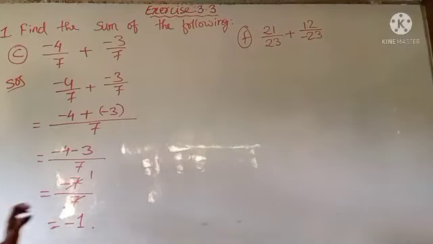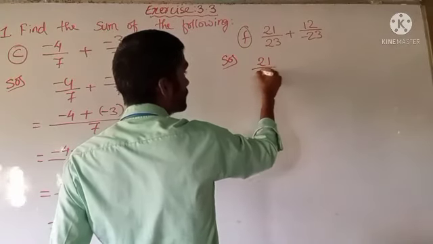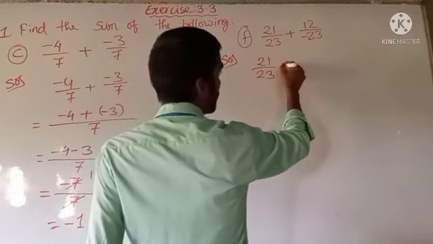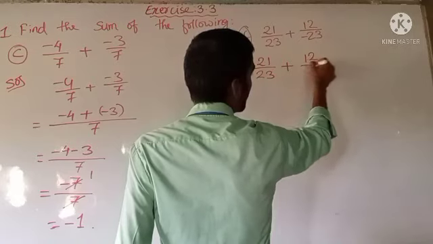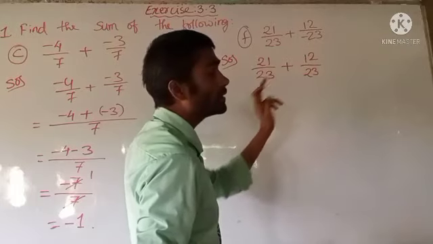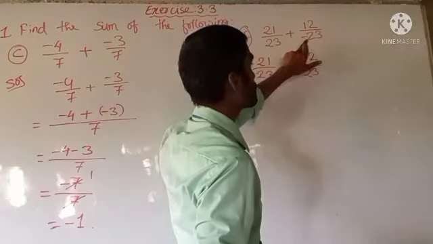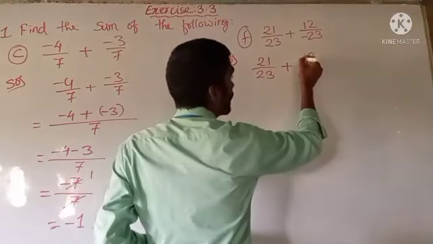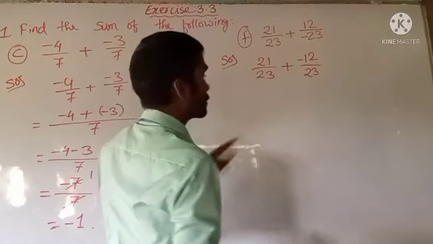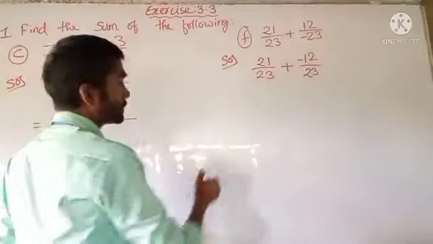Now option number F, that is 21 by 23 plus 12 by minus 23. That minus we write in the numerator's place, because we can write this minus in the numerator place or in the denominator place. So we are writing it in the numerator place. Why? Because downside we can see that it is 23. So in order to make it equal, we are transferring this minus to the numerator.